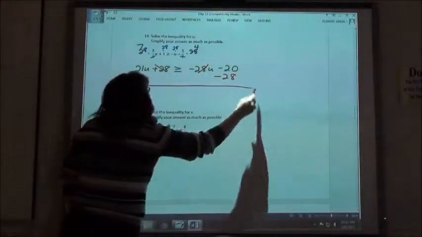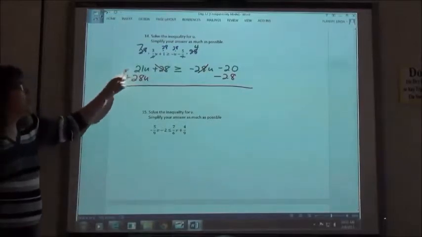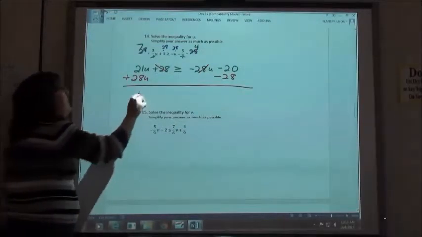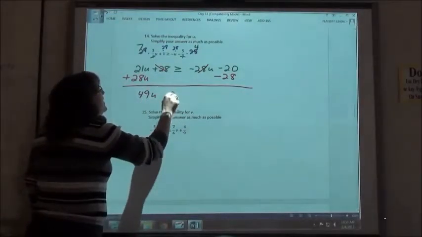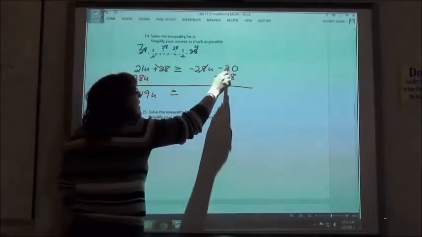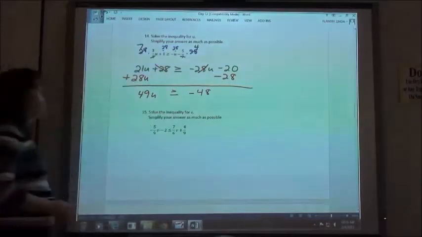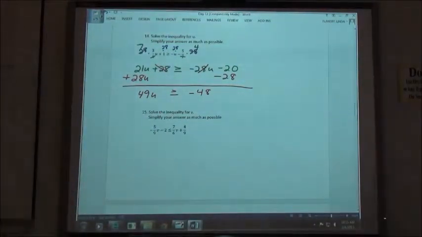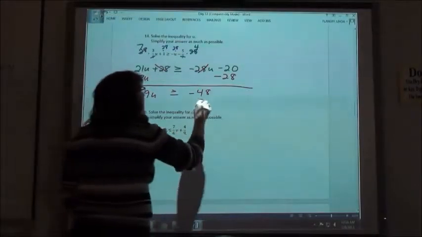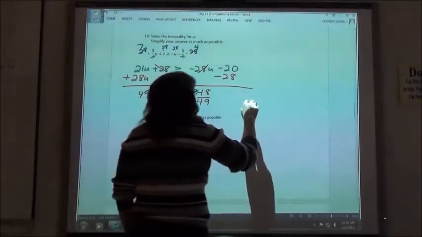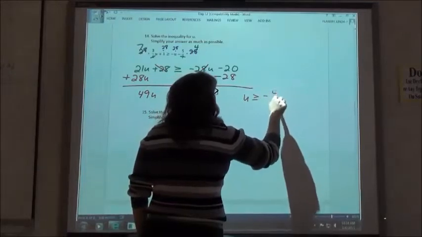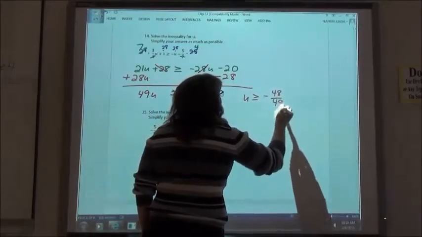If I do that, 21u plus 28u would be 49u is greater than or equal to negative 20 minus 28 is a negative 48. And in order to solve that, I'm going to divide by the 49, right? So u is greater than or equal to negative 48/49.